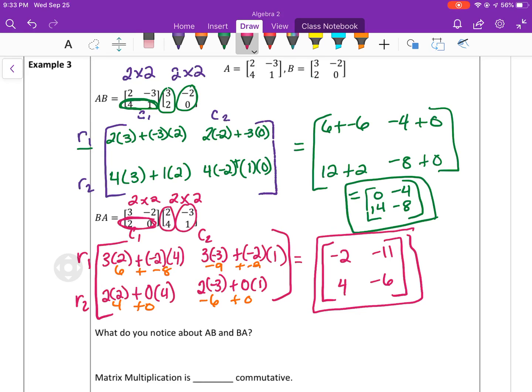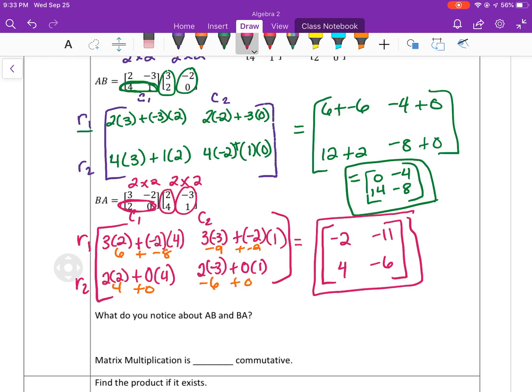So what do we notice about A and B? What I notice is that I got 2 separate answers. So A times B is not equal to B times A. So matrix multiplication is not commutative. The commutative property says that 3 times 4 is the same thing as 4 times 3. Multiplication is typically commutative, like 3 times 4 is 12 and 4 times 3 is 12. But matrix multiplication is not commutative. So you get different answers if you multiply the matrices in a different order. That's very important to remember.